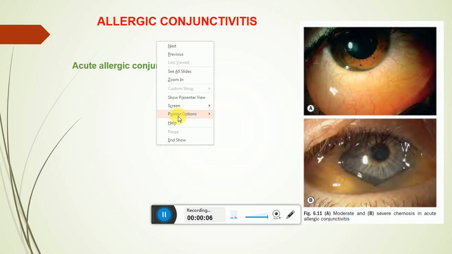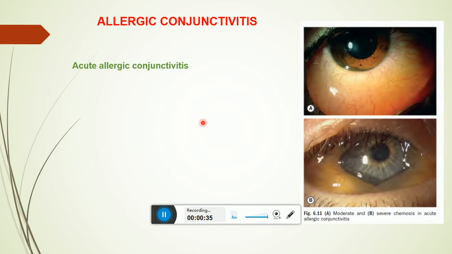Allergic conjunctivitis, along with other atopic conditions such as hay fever, also known as seasonal allergic rhinitis, asthma and eczema. They are all atopic conditions, which are a genetically determined predisposition to hypersensitivity reactions upon exposure to specific environmental antigens.